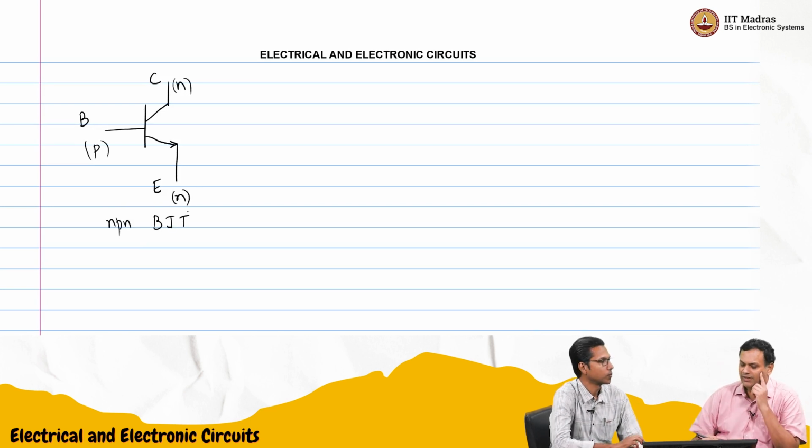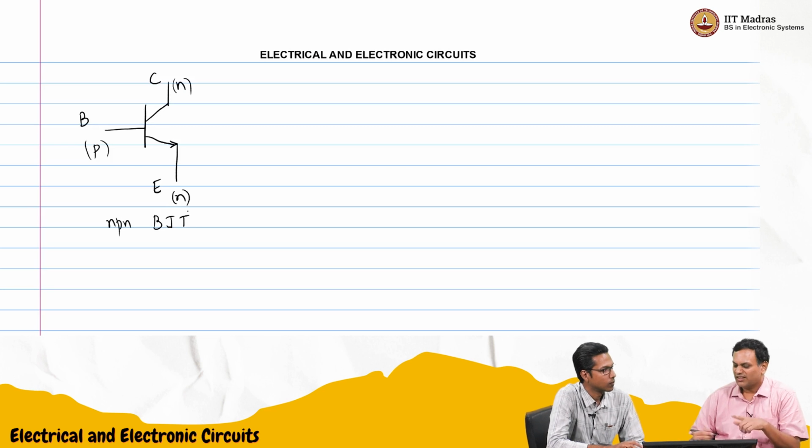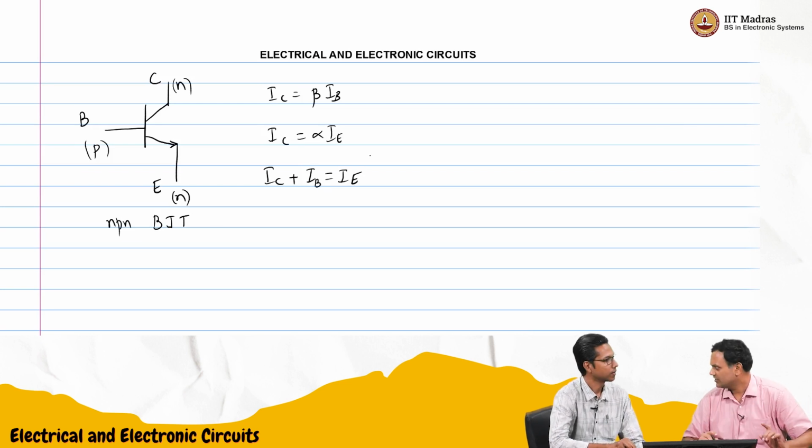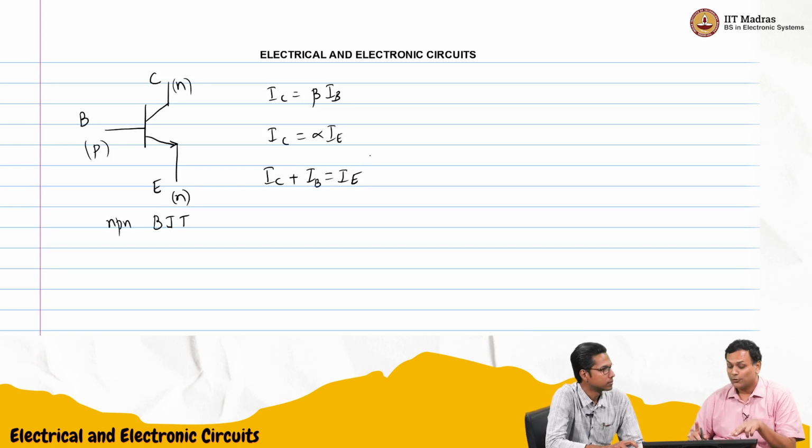Well, we saw that these are the three equations we know: IC is beta times IB. Then IC is alpha times IE. And we said that IC plus IB is IE. We also know that VBE is forward biased, so VBE on when it is on.